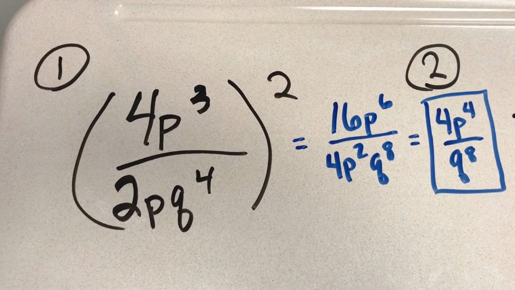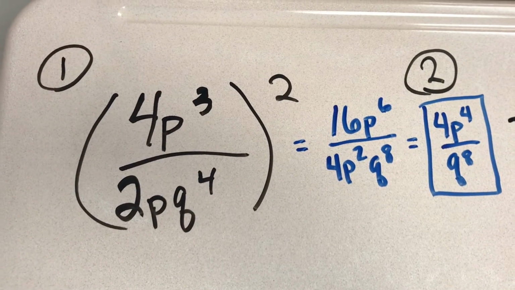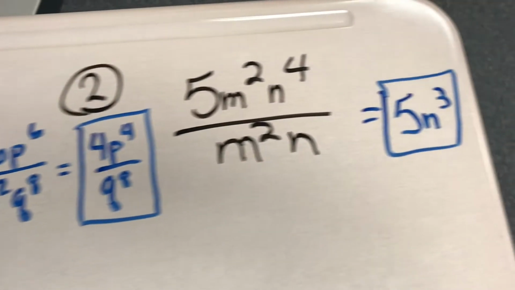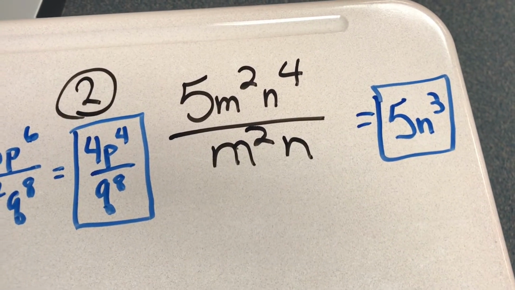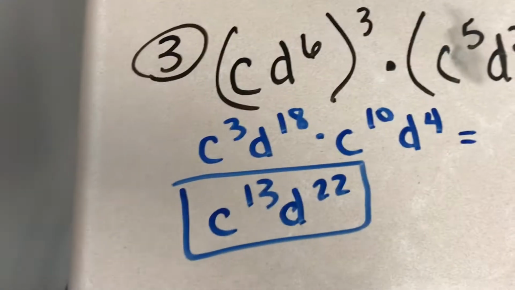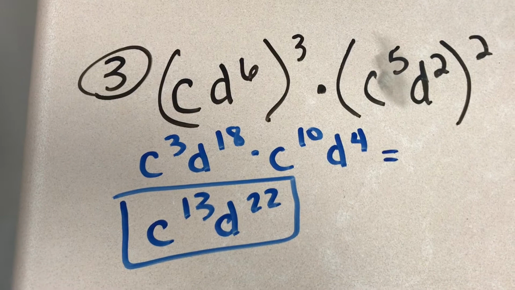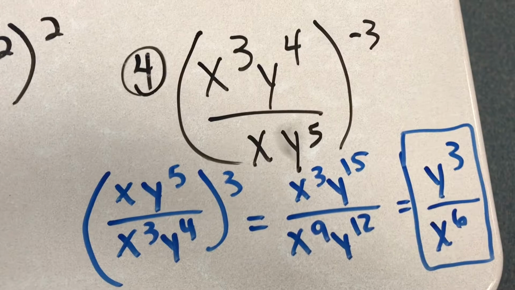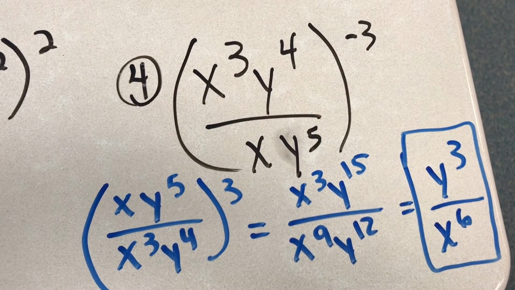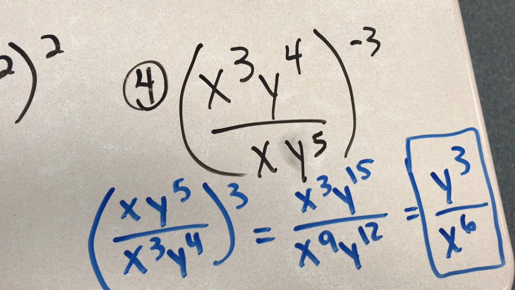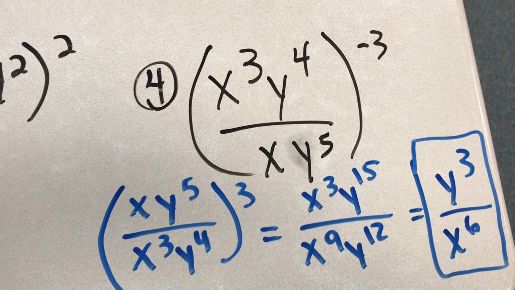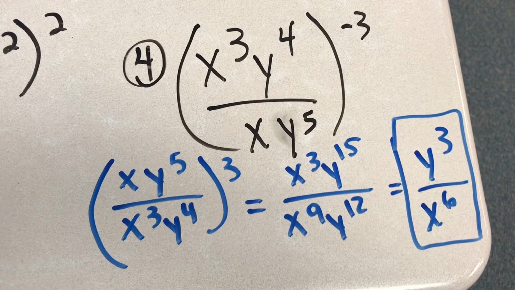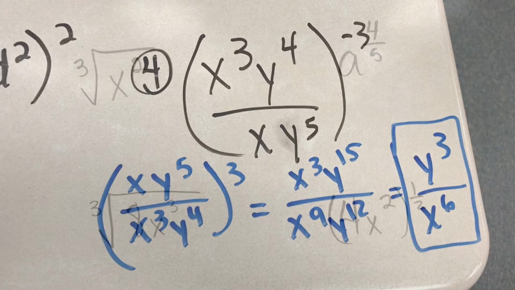For number 1, you need to square everything and then you can simplify. For number 2, you can cancel the m's. For number 3, you need to first do each individual piece and then put them together. And for number 4, I flipped it over and then took everything to the positive 3rd power. But you could simplify before you take everything to the 3rd power. But then you end up with y to the 3rd power over x to the 6th power.